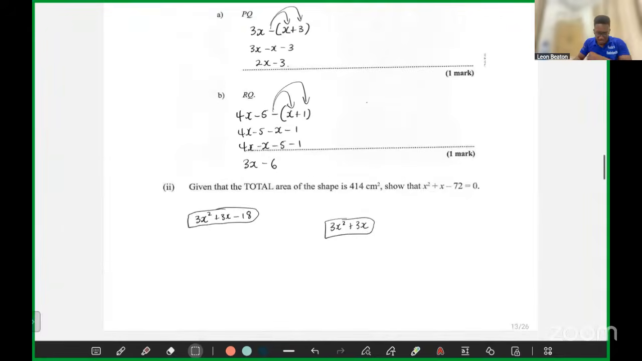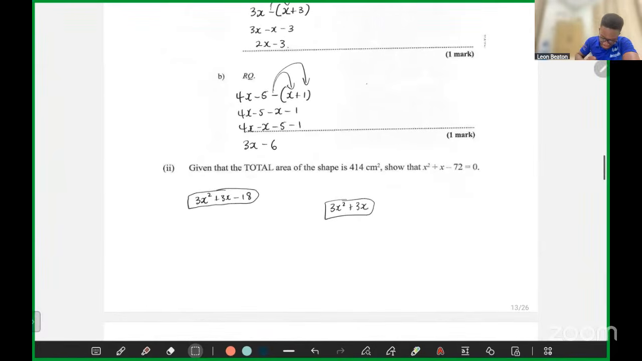So now this is shape 1, this is shape 2. And it told us the total area is 414. So we just add those two together now. So we'll have 3x squared plus 3x minus 18 plus 3x squared.